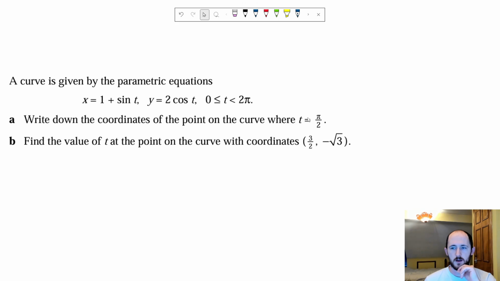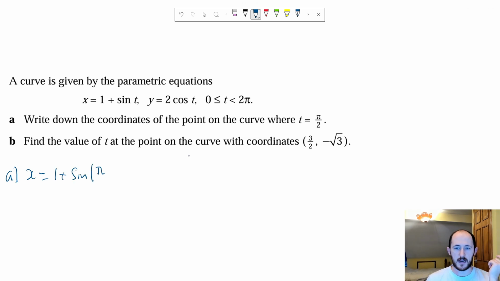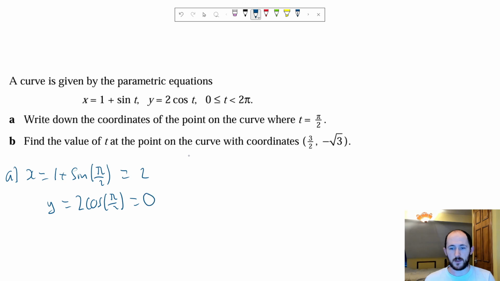Write down the coordinates of the point on the curve where t equals pi over 2. So once again, we're going to do x equals 1 plus sine pi over 2. You can put this in your calculator, or if you remember that sine pi over 2 is sine 90, which is 1, so 1 plus 1 is equal to 2. And do the same thing for y, we have 2 cos t, pi over 2. And if you remember, cos 90 is equal to 0, so that would just be 0. So the coordinates are 2, 0.